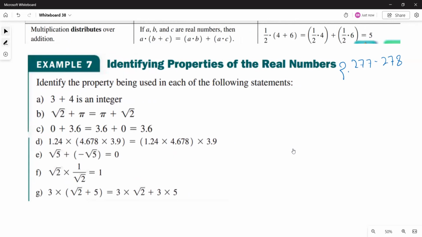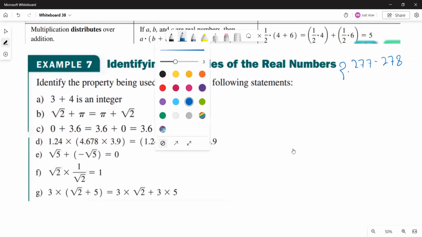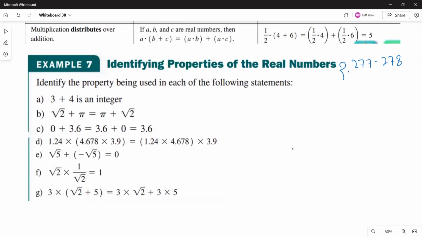Okay, the first property. 3 plus 4 is an integer. So the sum of two integers is an integer. That's the closure property. Square root of 2 plus pi equals pi plus square root of 2. This one is the commutative property. The closure property of addition. So I'm going to type them.